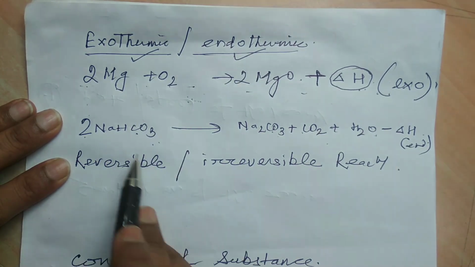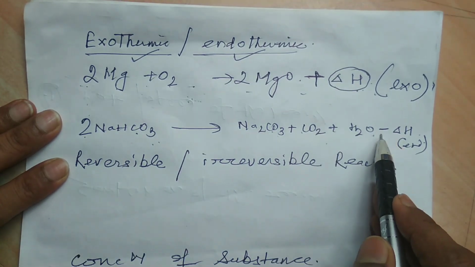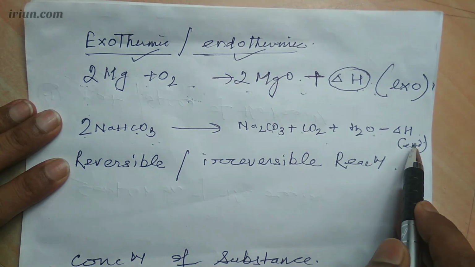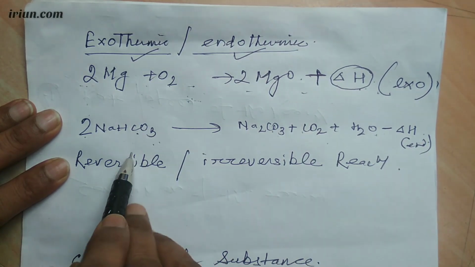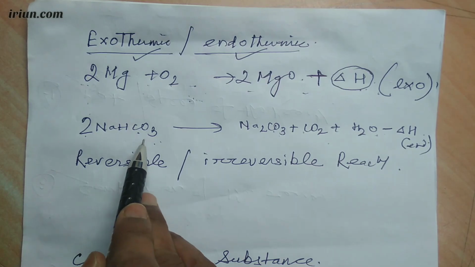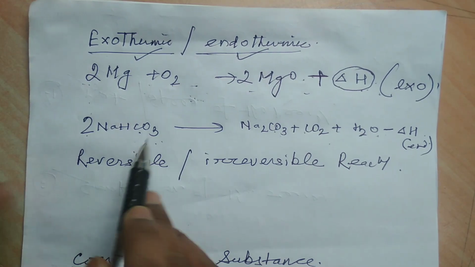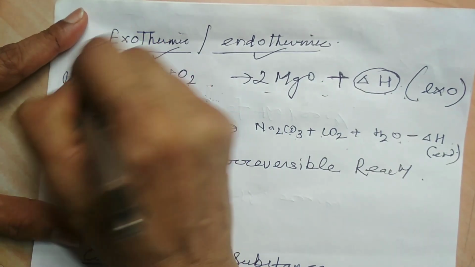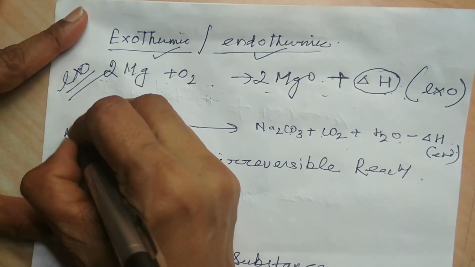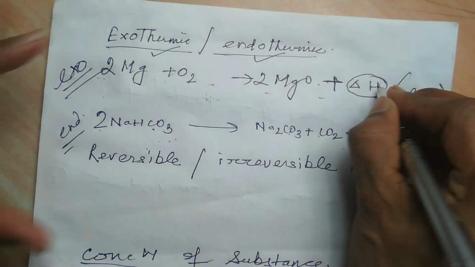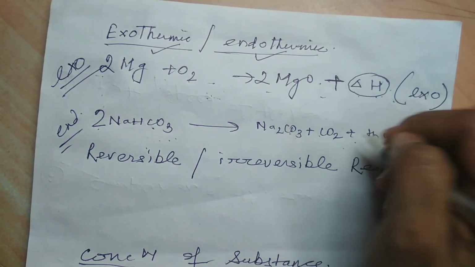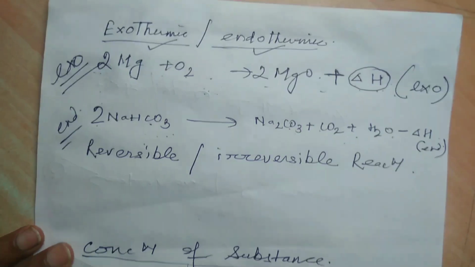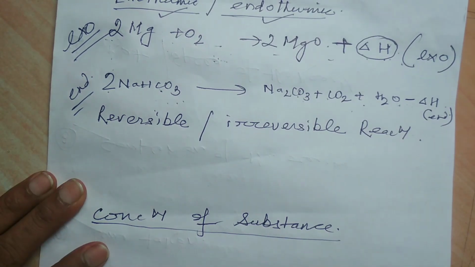And in case of an endothermic reaction, on the product side I have to give minus heat energy, or we can write heat energy towards the reactant side. Then that one is what? An endothermic reaction. So this is the exothermic reaction representation, and this is endothermic. So if I write del H plus or minus, then what will happen? We can know about exothermic and endothermic reactions.